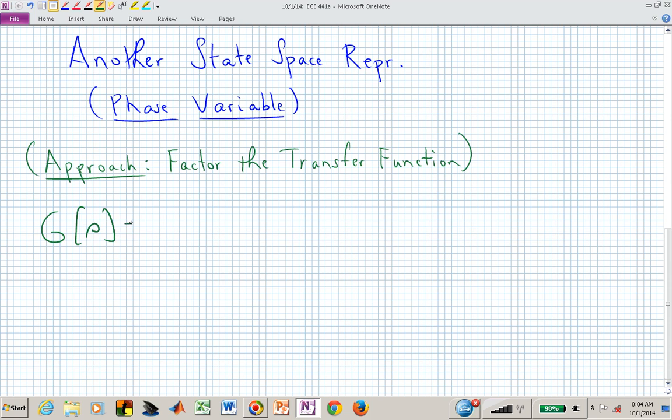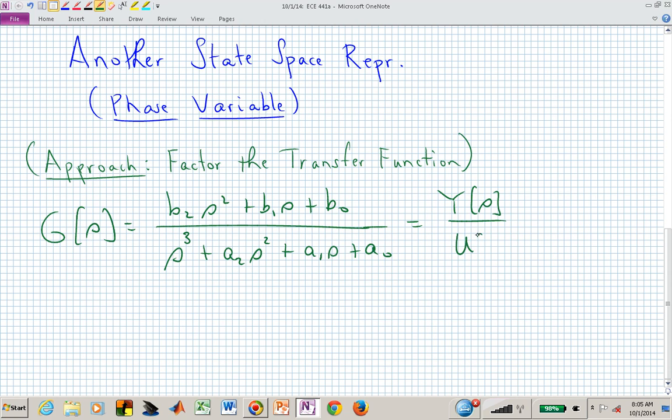Let's now go through this process of finding another state space representation from a transfer function, G of s. Again, let's have that b sub 2 s squared plus b1 s plus b sub 0 over, and now let's use subscripted a's for the denominator coefficients. Again, to find the transfer function between the input u and the output y, that's this ratio of y over u.